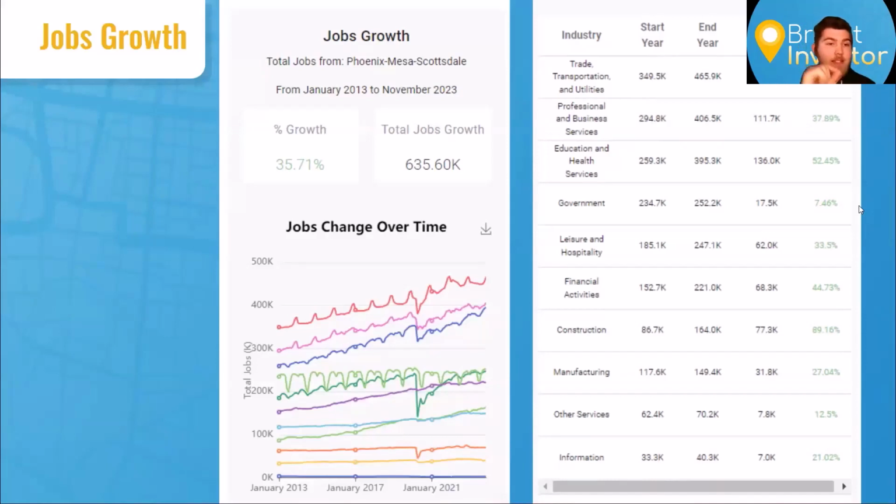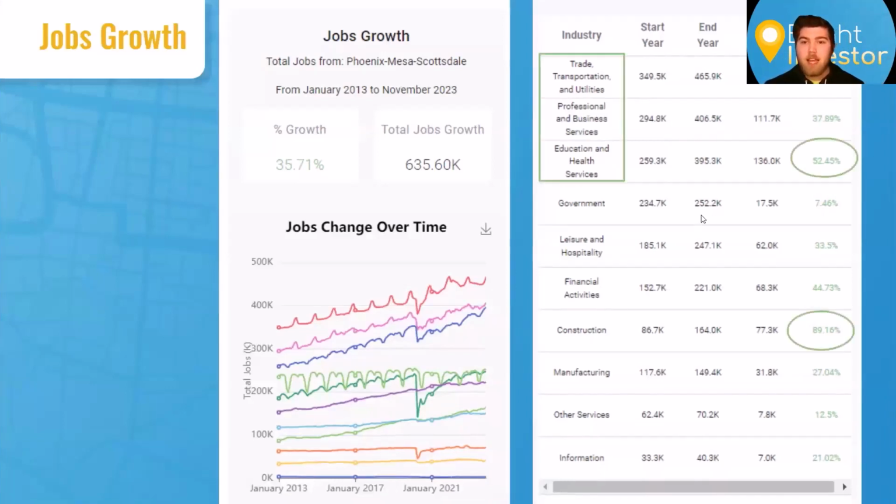And when we look at what specific industries are doing fantastic in this area, as shown by this colored graph down by the bottom, the top industries are the trade, transportation, and utility sector, professional business services, and education and health services, with the education and health industry growing by over 50% in 10 years. That is phenomenal job growth.